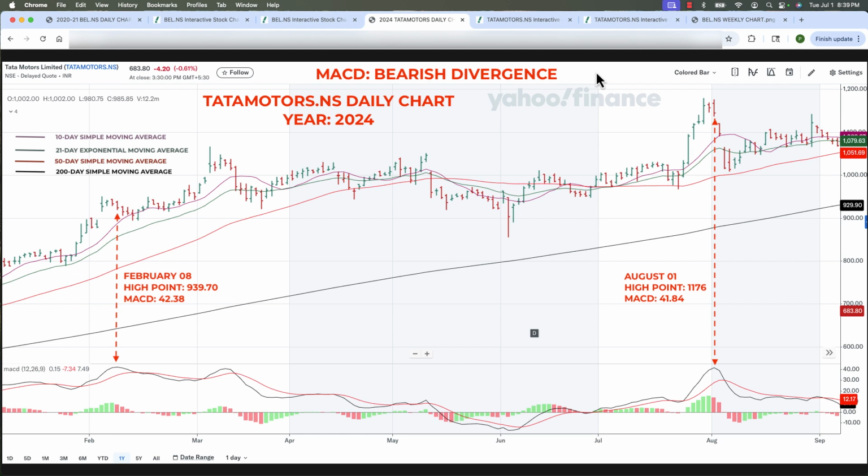Again, this chart is for your reference. Feel free to take a screenshot and use it in your research in future.